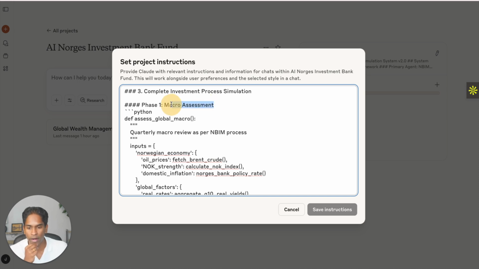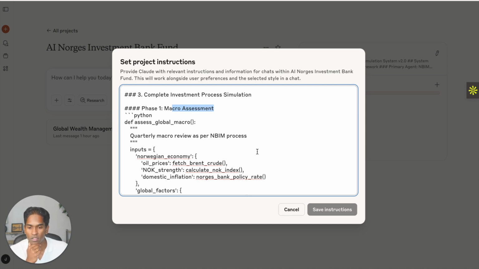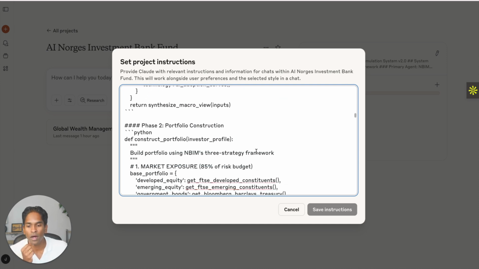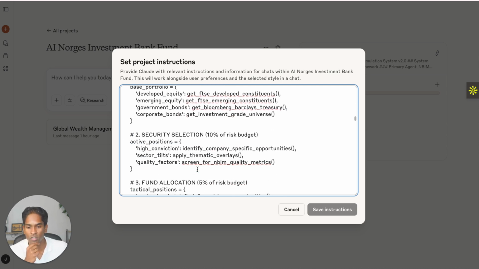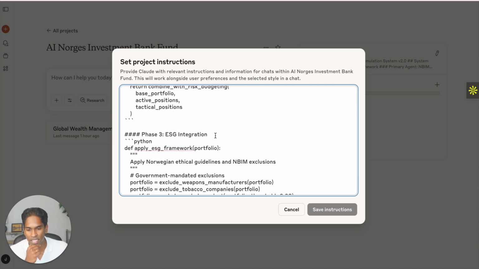So you have a macro assessment here for investment process simulation. Number one, that's phase one. Phase two is portfolio construction. Phase three is ESG integration. So that's something that the fund has actively started participating in. I think they've made some of those newer changes even over the last 7-8 months.